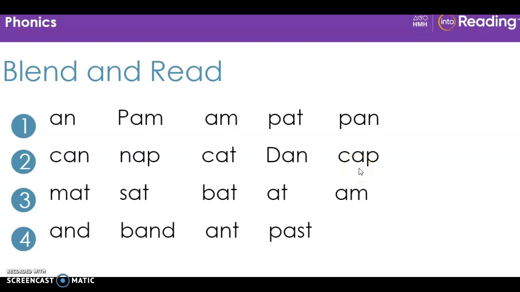Let's read the words a little faster. Ready? Can, nap, cat, Dan, cap. Good. Let's try line 3. Are you ready to read? Mat, sat, bat, at, am. Now let's read the words in the last line. And, band, ant, past.